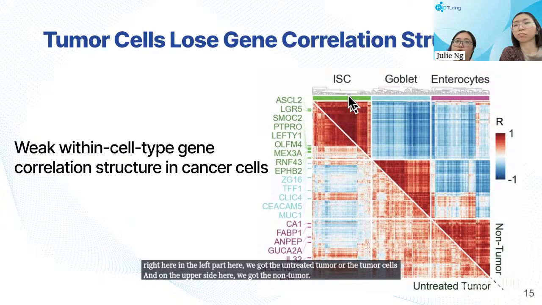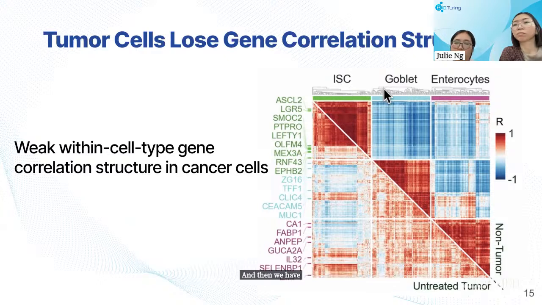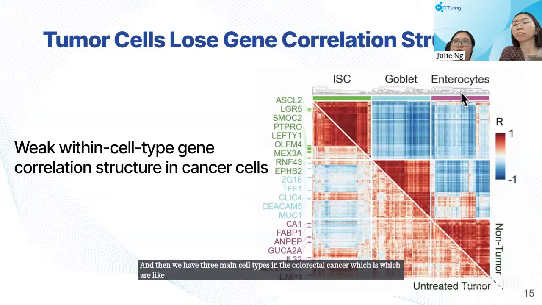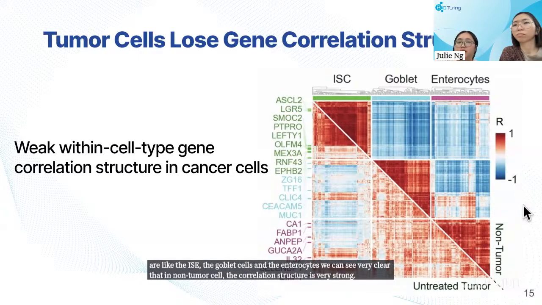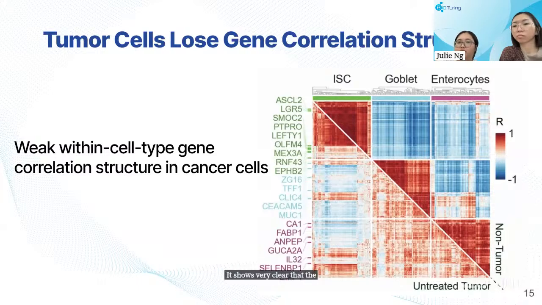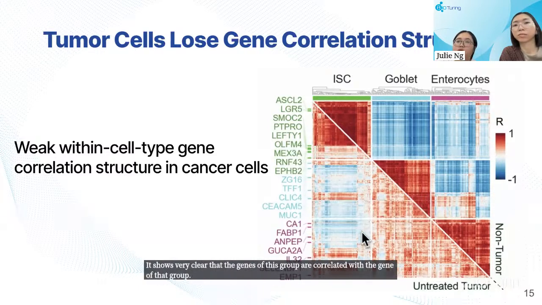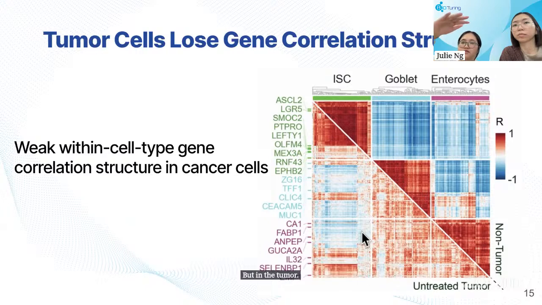Then we have three main cell types in colorectal cancer: the ISC, the goblet cells, and the enterocytes. We can see very clearly that in non-tumor cells, the correlation structure is very strong. It shows very clearly that the genes of this group are correlated with the genes of that group. But in the tumor, it faded away.